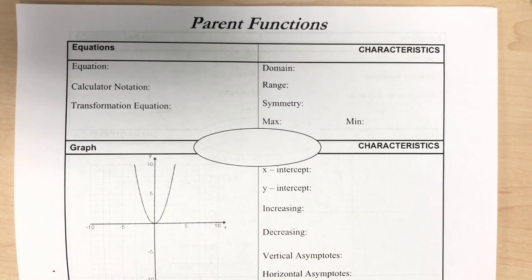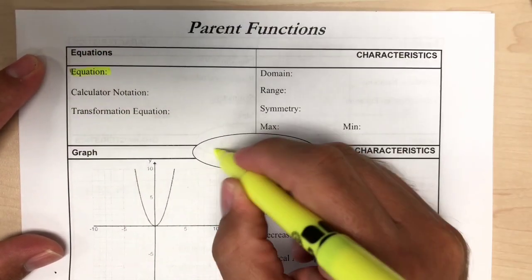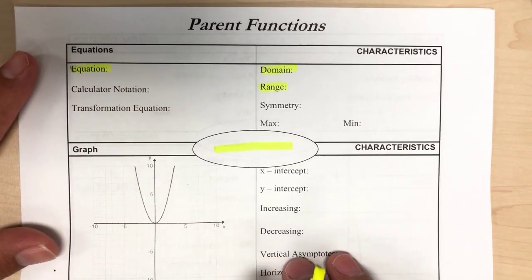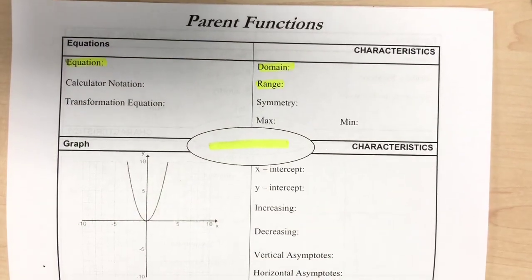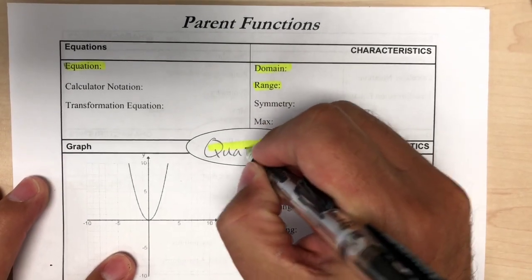Alright, so today we are going to learn about parent functions. Really, we're going to learn the equation, the name of it, domain and range, and then I may throw in the calculator notation here. So this first equation is called a quadratic.